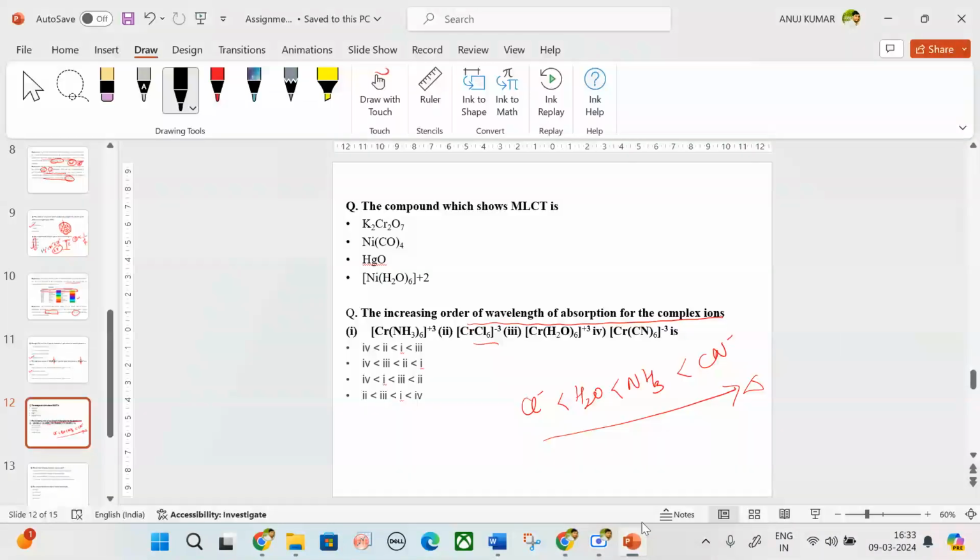Second is C. Okay, the fourth one is the least. I think cyanide is the strong ligand, so it will be higher energy, showing the lower wavelength, right? And then first, then third, and then second. So C option will be the right one.